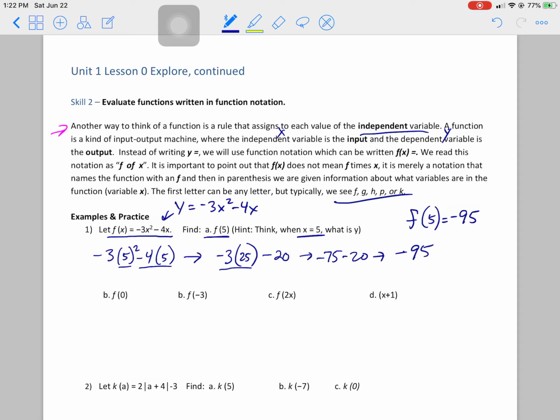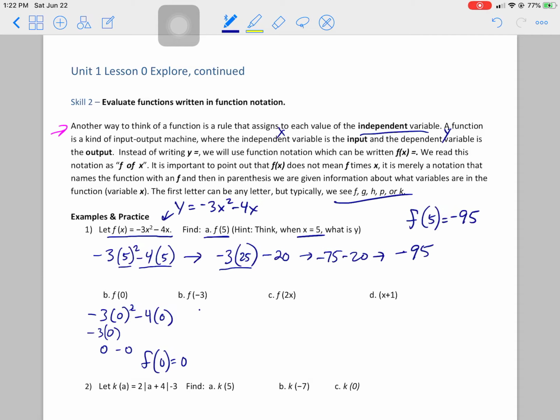All right, so what if you put in a 0? Let's write it out. Exponents first. 0 times 0 is 0. 0 times negative 3 is 0. 0 times 4 is 0. So when x is 0, f of 0 is 0. Okay, that was a weird one.